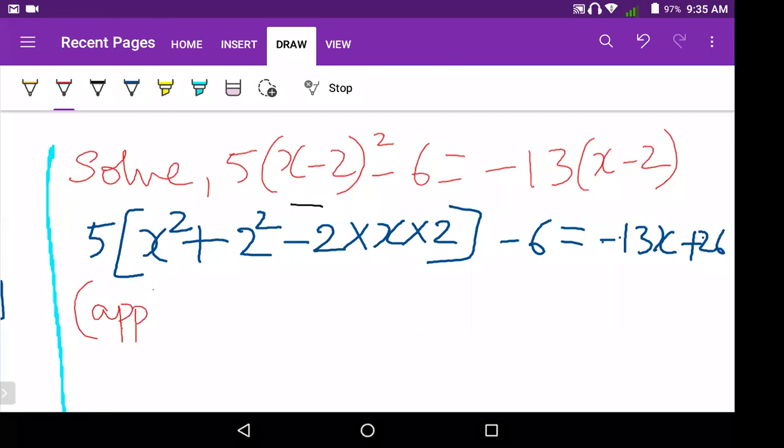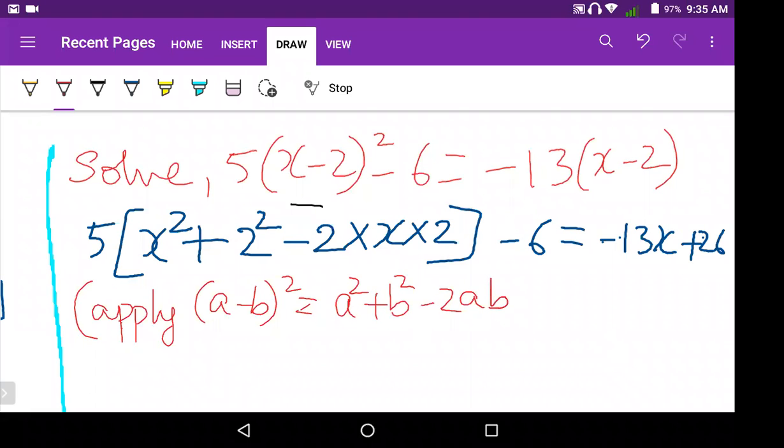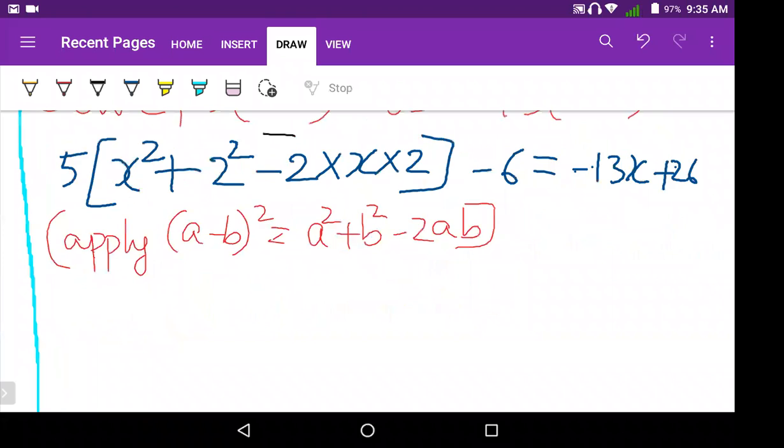Apply a minus b whole square, which is equal to a square plus b square minus 2ab. Okay, so if you give this note here, you will be able to understand when you revise or when you get back to the question, you'll be able to understand what you have done. Fine. Did you all understand this step? Any doubts here?